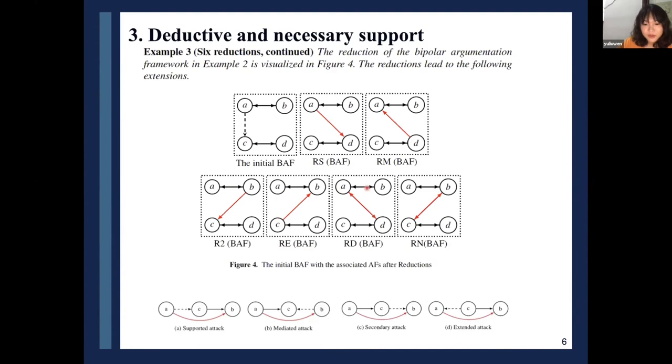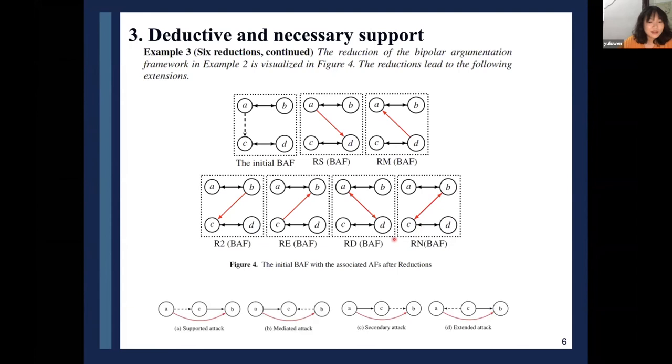Here we deal with the supported attack and the mediated attack at the same time, so that we have A attacks D and D also attacks A. And here we deal with the secondary attack and extended attack at the same time, so that B and C attack each other.